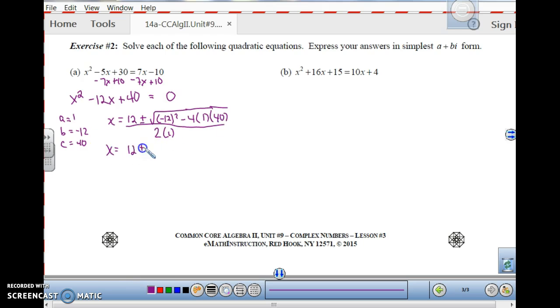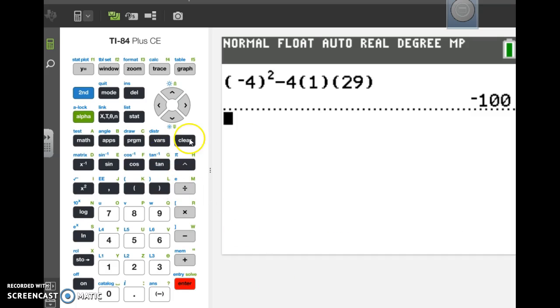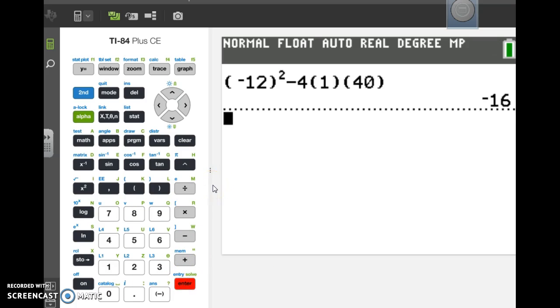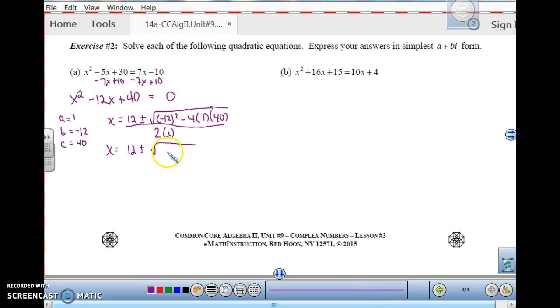So that's 12 plus or minus. If I put this in my calculator, it's going to be parenthesis negative 12 squared minus 4 times 1 times 40. Notice it's all in parentheses. Gives me negative 16. So if I flip back here, this is going to be negative 16 all over 2.